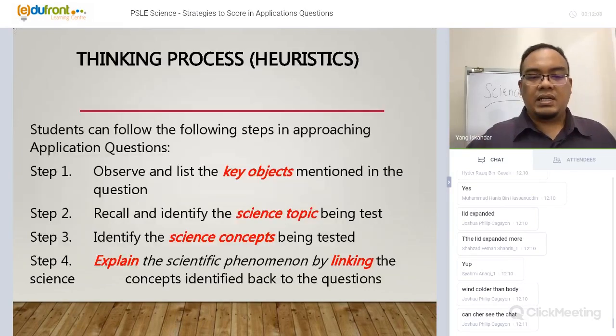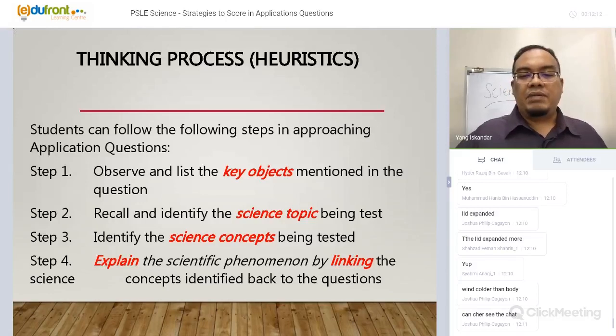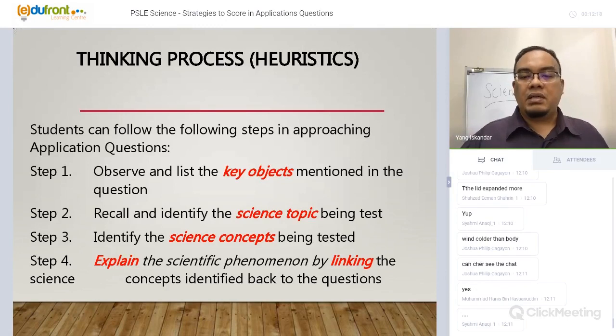All right. Now, before we start to discuss the answers, I want to share with you some of the techniques or some of the thinking process that I teach students of how to answer application questions. Okay, so there are 4 steps that you need to think of. It's a kind of thinking process to make it easier for you to approach the application question.